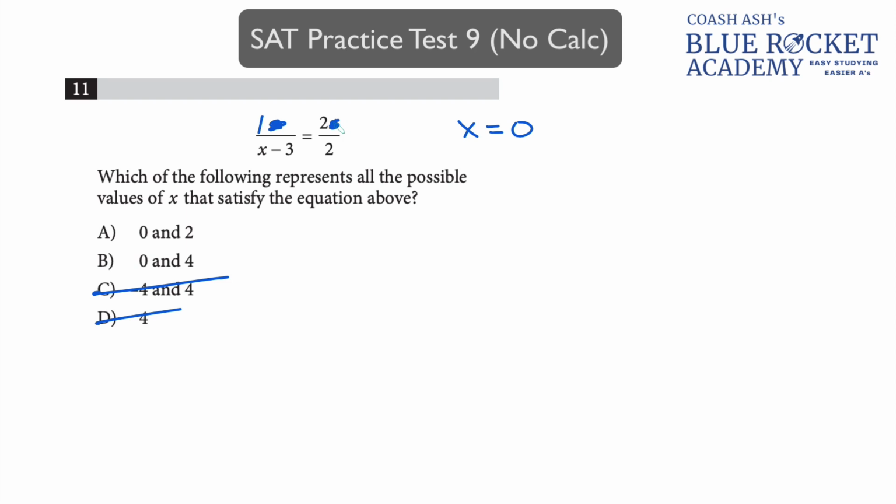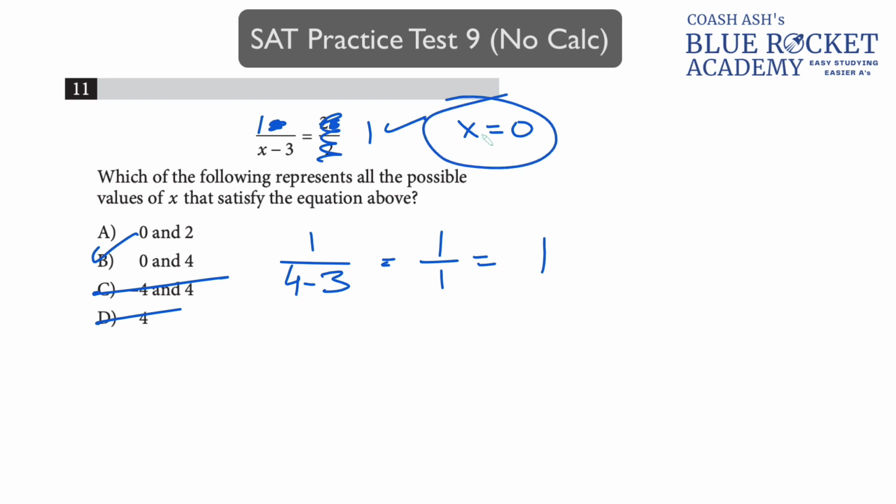So 1 over x minus 3 is equal to 2 over 2. Of course, 2 over 2 is 1, right? So now let's plug in 2 here. What do you get? 1 over 2 minus 3. This is clearly a negative number, so it cannot be equal to 1. Now, of course, we know it's the second choice, but let's plug it in. 1 over 4 minus 3 is equal to 1 over 1, which is actually equal to this one. And so therefore, B is your answer. Remember, the main idea is x is equal to 0 here.